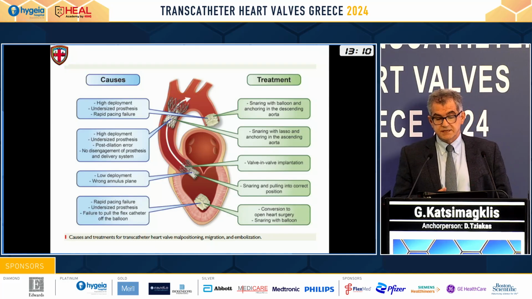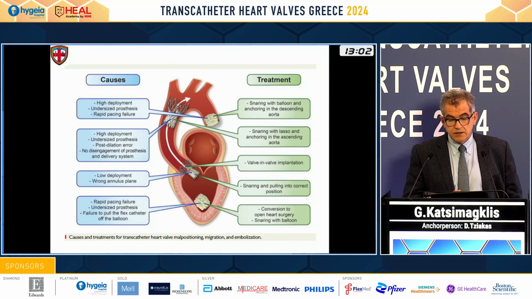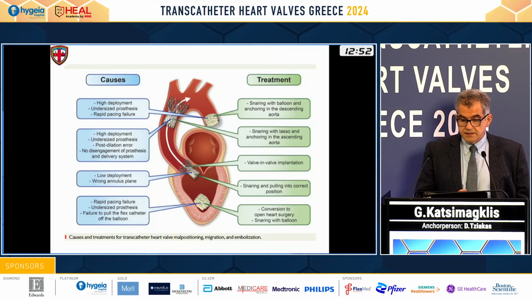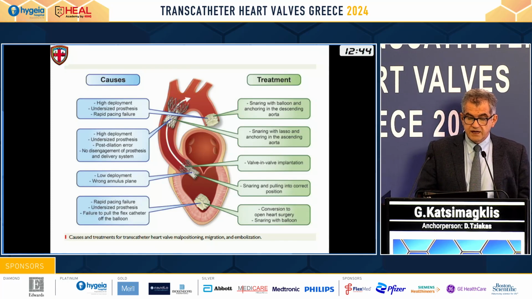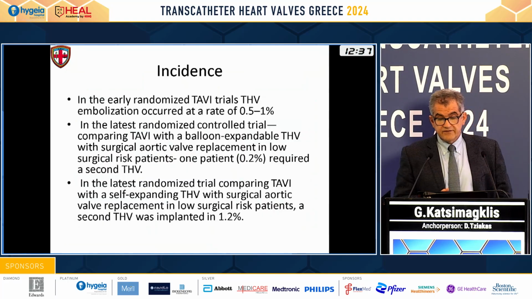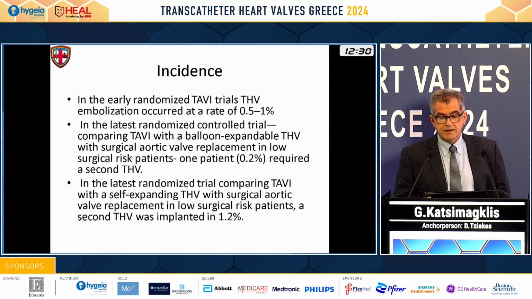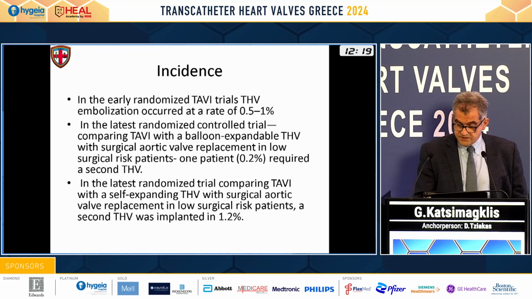When the embolism is toward the ventricular direction, for the self-expanding valves the causes are low deployment and the wrong annulus plane from the CT angiography. For the balloon expanding valves, the causes are rapid pacing failure, and the undersized prosthesis, which is the main cause, and failure to pull the flex catheter off the balloon. In the early randomized TAVI trials, this embolization occurred at a rate of 0.5 to 1%, as we have already mentioned. In the latest randomized controlled trials it is 0.2% for the balloon expanding valves and 1.2% for self-expanding valves.